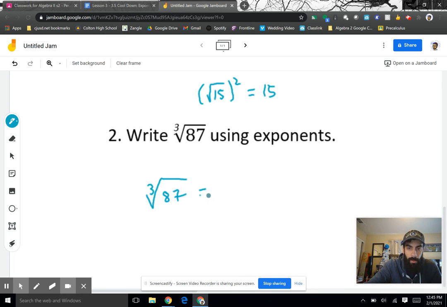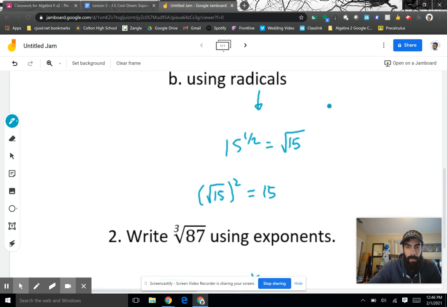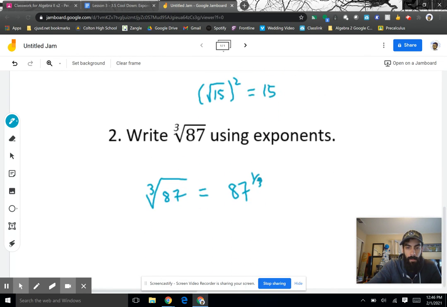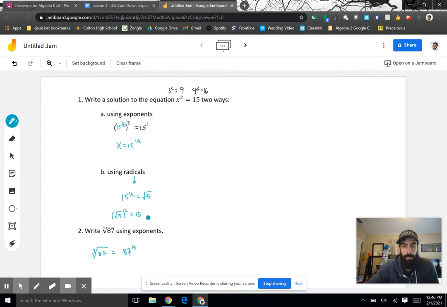we can write it with fractional exponents. So this would be 87 to the 1/3 power. So instead of 2 in the denominator now, like we had up here, our fraction in the exponent is now 1/3. So point is, we can write our solutions in two different ways, using exponents or using radicals.